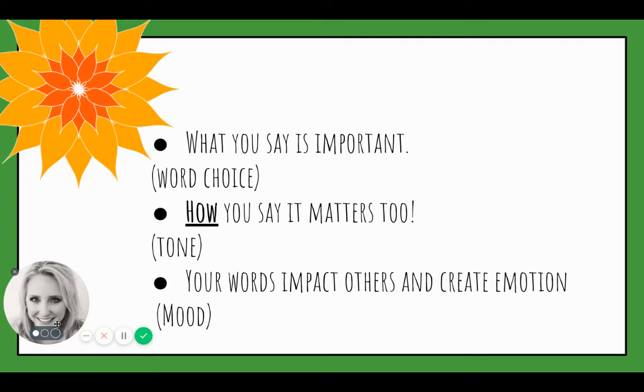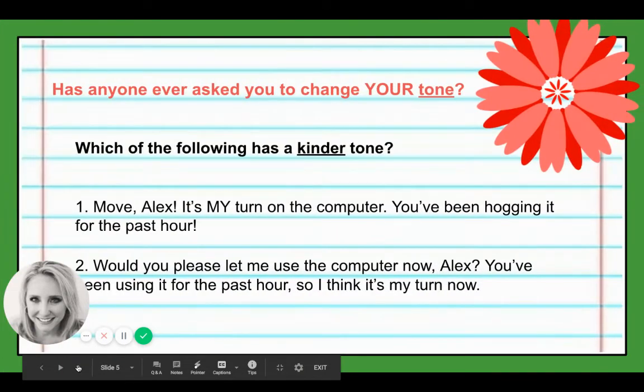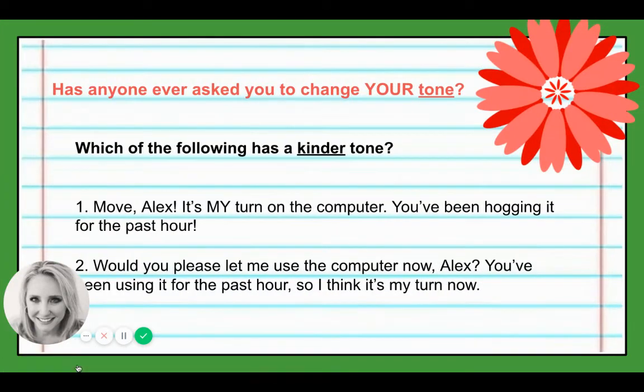And that is tone. So we're going to dive into it as a text, as an author and a reader. But really in life, it's the same. How you say something matters. And then guys, your words, they impact others and create emotion. So those are the three things that we're going to speak about today. So our words, how we say it, and then the impact that it has on others. Has anyone ever asked you to change your tone?